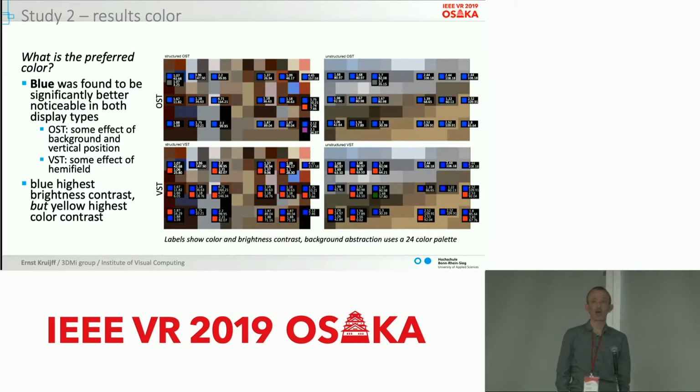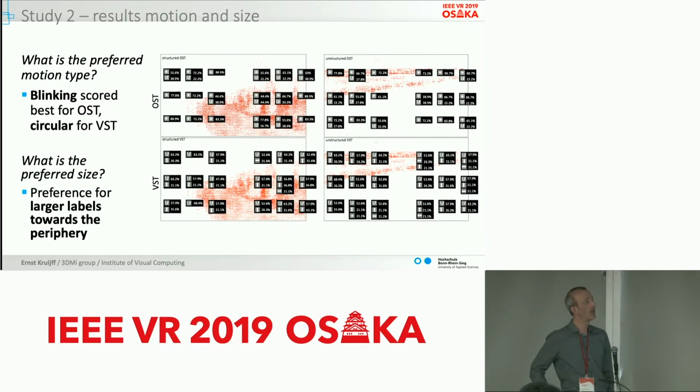What we found out was that blue over-trumped basically everything. So in OST and VST, blue was preferred everywhere. We had a brighter brightness contrast with the blue color, which somehow was affected by the background. Sometimes red was more likely than blue, but basically blue was the best, even though yellow had the higher contrast.